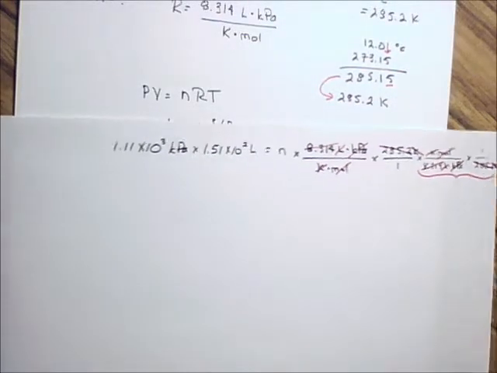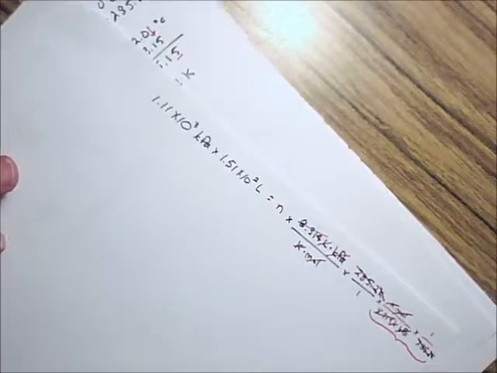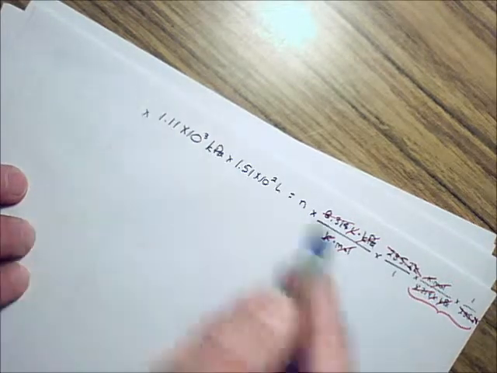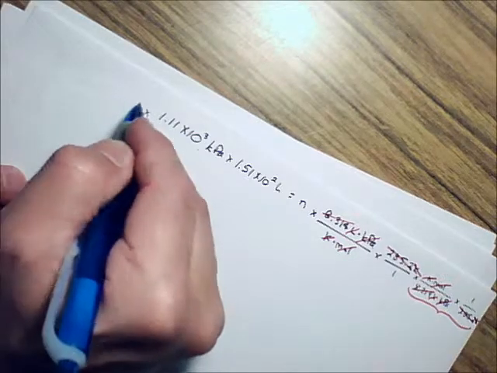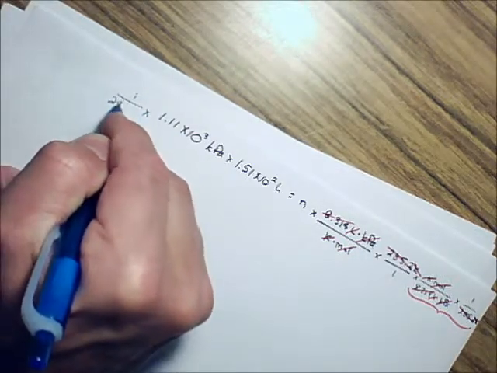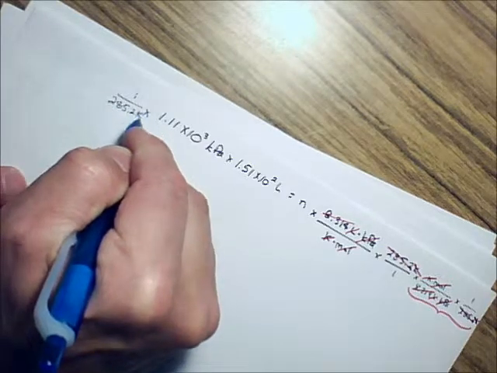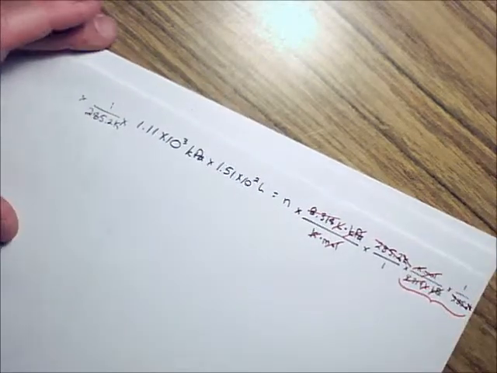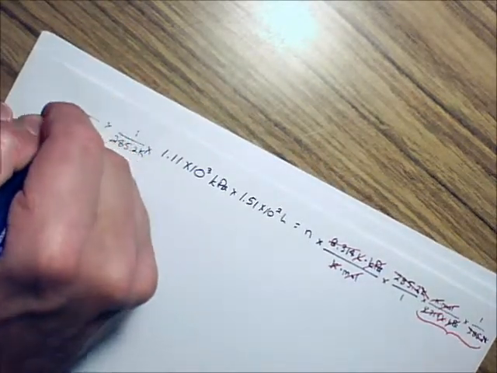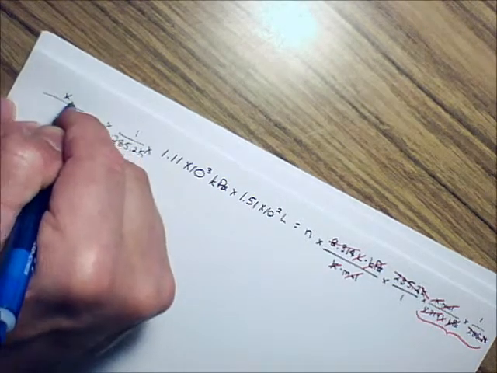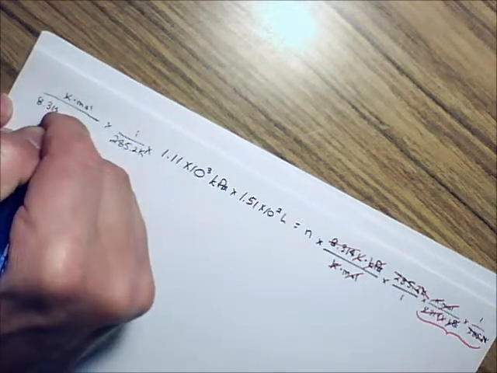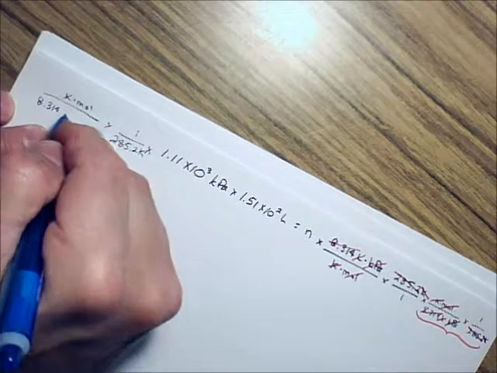All right, let's move over here. I know this is going to be kind of off the screen a bit. Maybe I can twist it sideways so you can still see a little bit. I'm going to put these two fractions over here: 1 over 285.2 K, and then times this inverse here. So I've got Kelvin times moles over 8.314 liters times kilopascals.